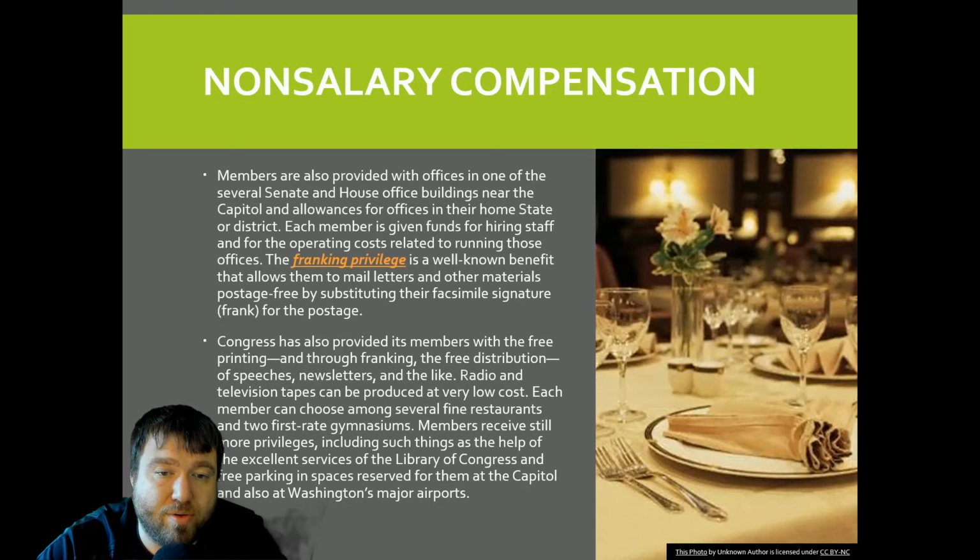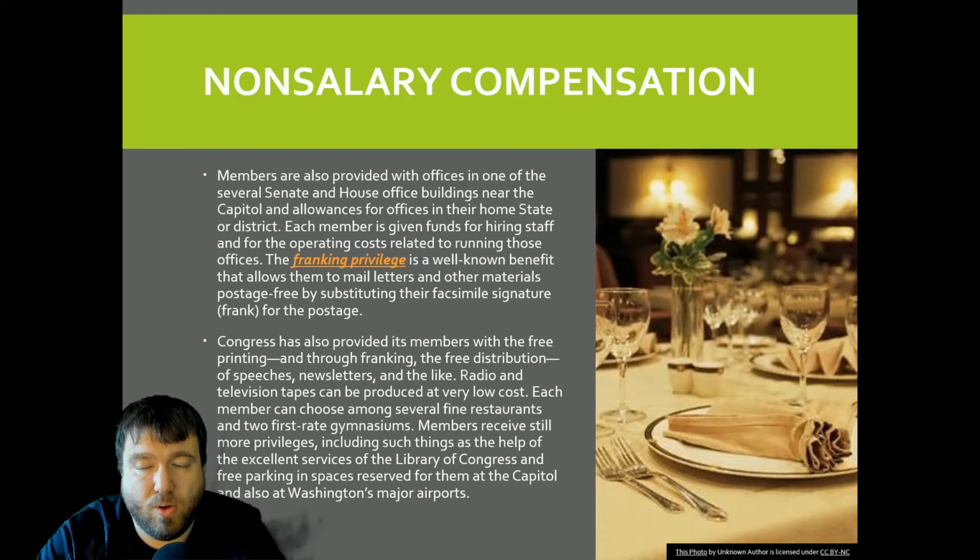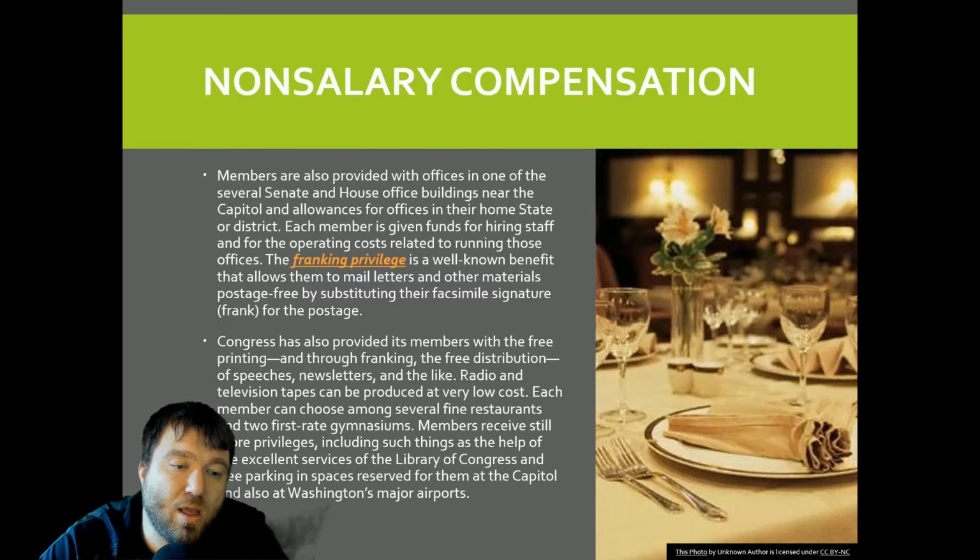The franking privilege is a well-known benefit that allows them to mail letters and other materials postage-free by substituting their facsimile signature for the postage. So if they're going to mail things to their constituents, like those flyers that you get advertising their campaign and all of that, they don't have to pay for the postage on that. Congress has also provided its members with the free printing and, through franking, the free distribution of speeches, newsletters, and the like I was just saying.